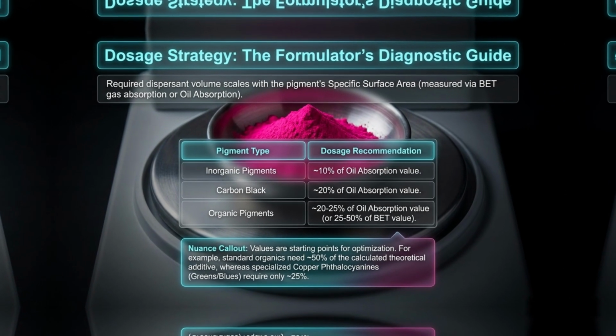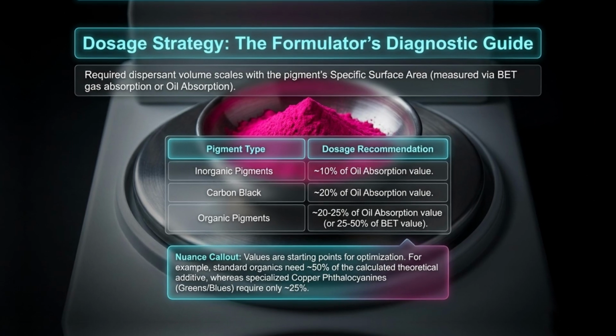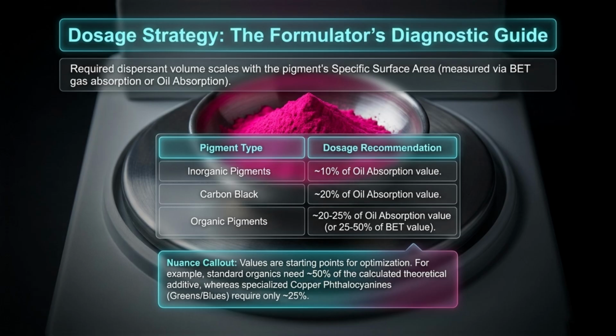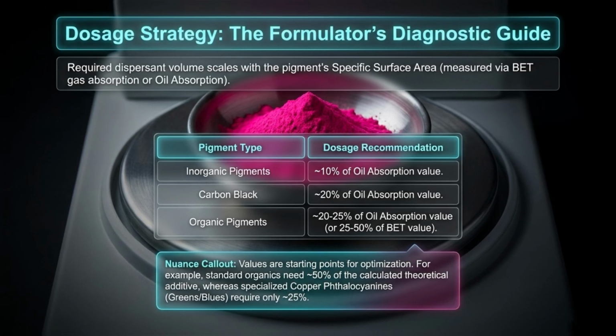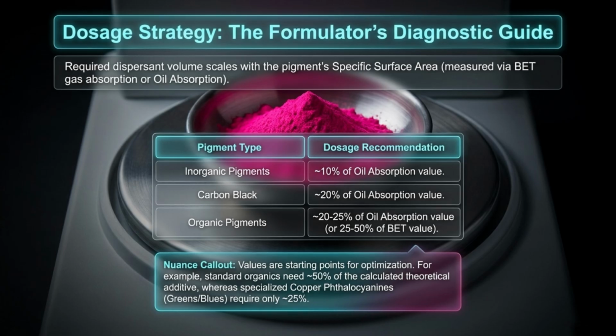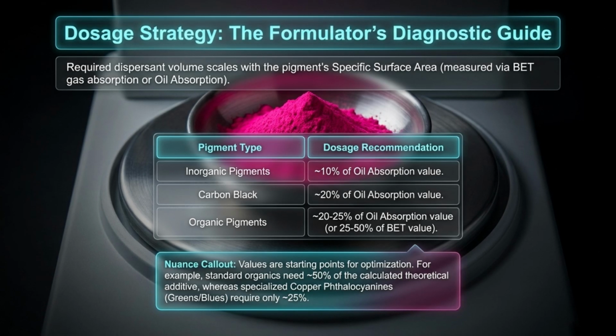Dosage strategy: the formulator's diagnostic guide. Required dispersant volume directly scales with the pigment's specific surface area or oil absorption value. Inorganic pigments require 10% of their oil absorption value. Carbon black requires 20% of its oil absorption value. Organic pigments require 20 to 25% of their oil absorption value.